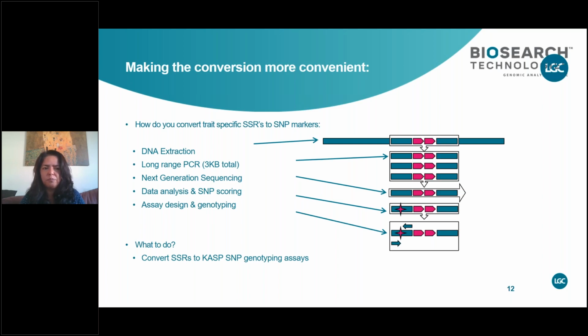The service that we have provides NGS sequencing, data analysis and scoring, and we also design the assays for you, and then of course we can carry out the genotyping as an alternative to running SSRs. So this was one of the other technologies that was applied in the feasibility project, or the rice acceleration project.